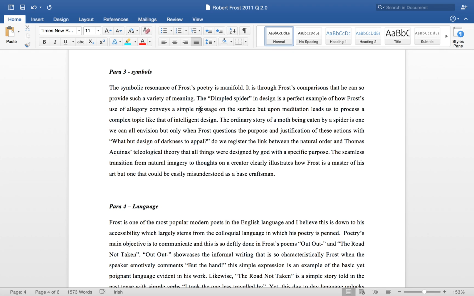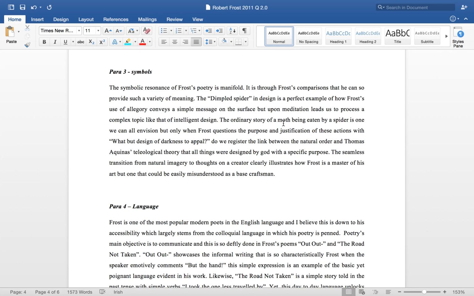It's a spider on top of a heal-all flower, and it's eating a moth. But that's just the symbol. That's just the very simple idea. When we look at it further, we look into the teleological argument by Thomas Aquinas. There's so much more to talk about. But anyway, moving on with the question.